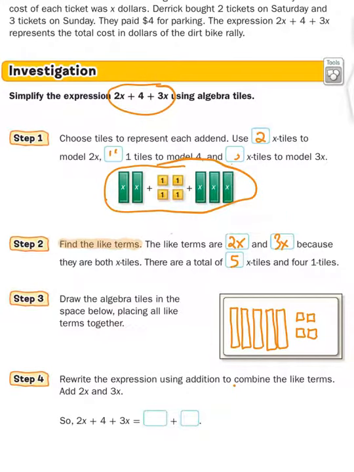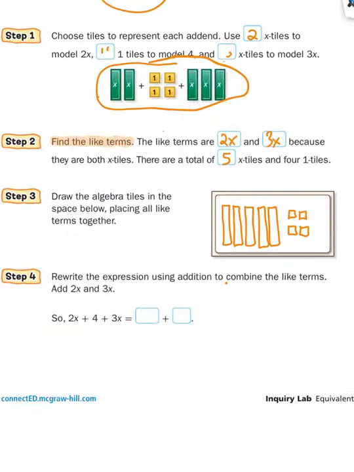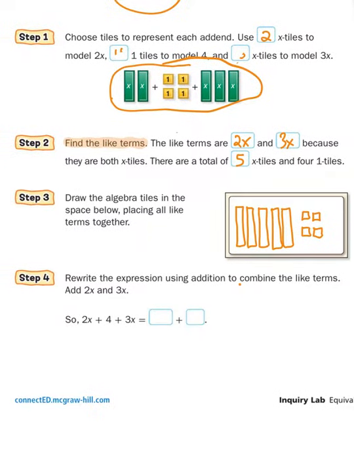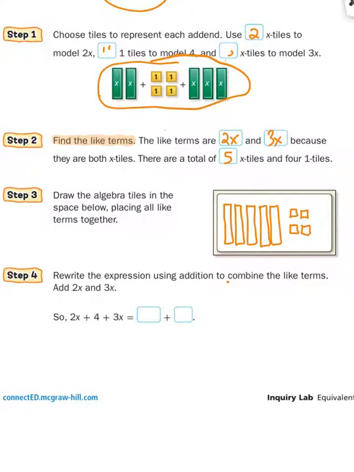Now in step 4, we're going to rewrite that expression using addition to combine the like terms. So it says 2x plus 4 plus 3x equals, well, now look at what we have. We have 5 x's together plus 4 1's together. By the way, we cannot add these together because they're not like terms. You can't add x tiles with 1 tiles. So you keep them. This is as simple as you can get, 5x plus 4.